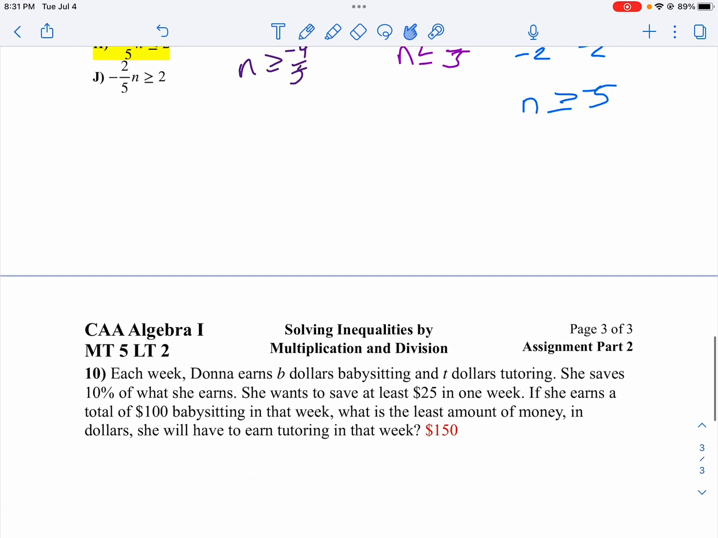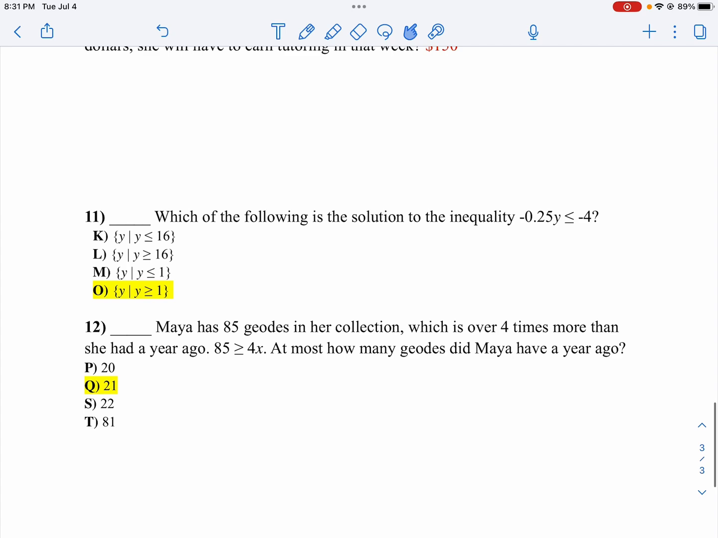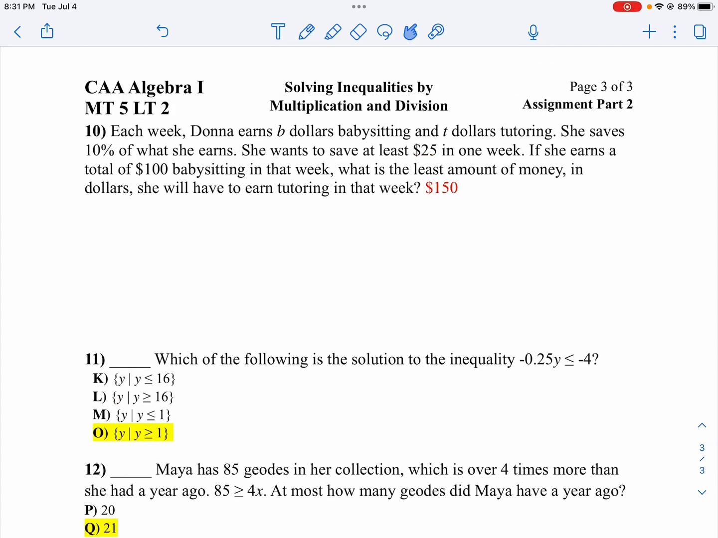On question number 10, we have Donna earning B dollars babysitting and tutoring. She saves 10% of what she earns. She wants to save at least, which is our key phrase on here, at least means greater than or equal to, $25 in 1 week. It says if she earns a total of $100 babysitting that week, what's the least amount of money in dollars she'll have to earn tutoring that week? So let's take a look here.